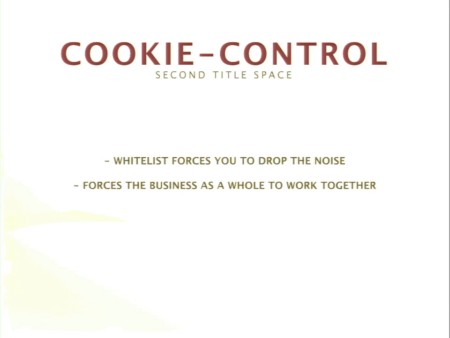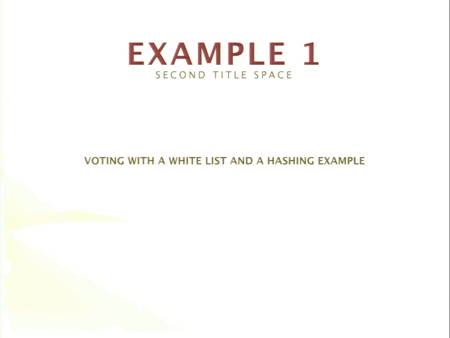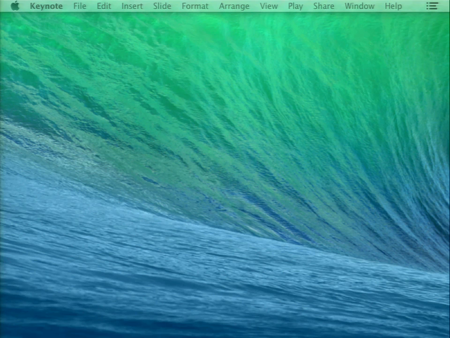So we're going to go through the first example, which is a voting example with a whitelist and hashing. I'm going to switch over to running this on my local machine, because I think it's going to be easier for me to zoom in so you guys can see the code. So I'm not running on my box, but you guys should have the same files.